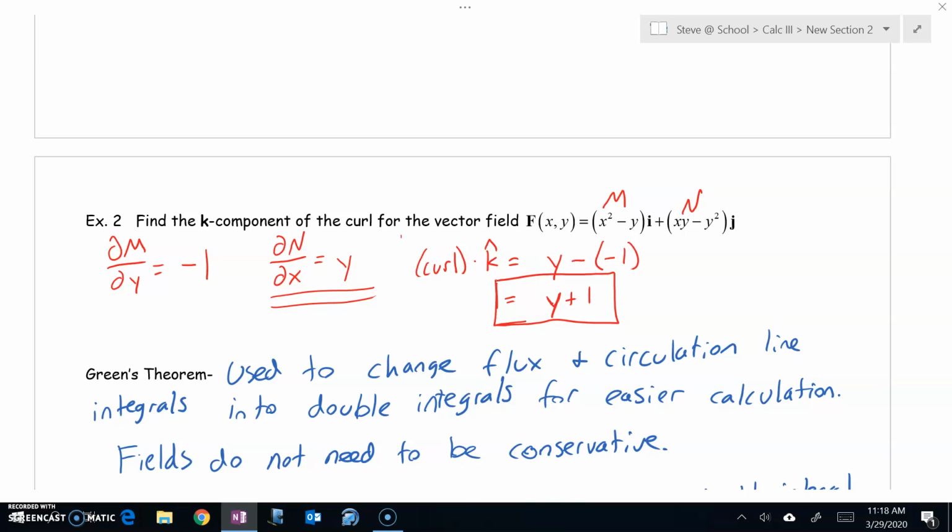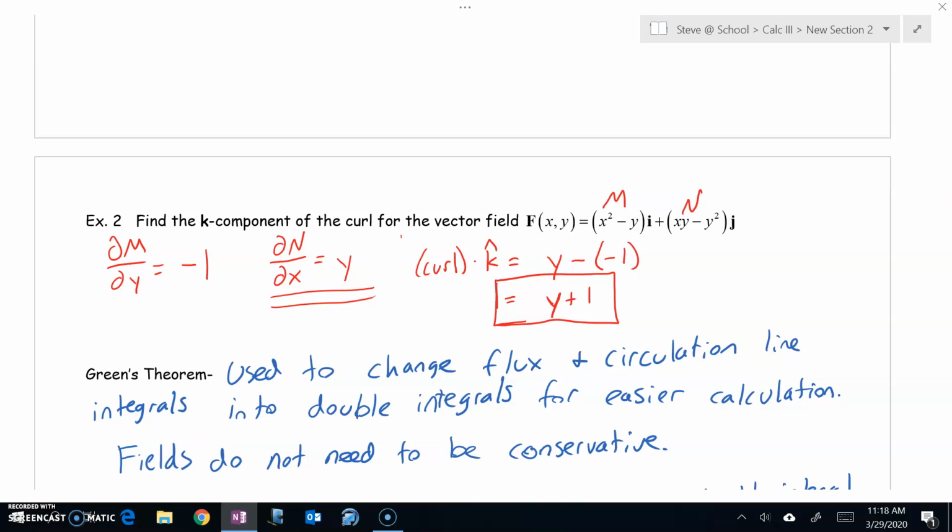And so finally, if you want to write this down today, you can. So what Green's theorem will let us do? It'll let us change our flux and circulation line integrals into double integrals for easier calculation. Fields do not need to be conservative. I don't know if you guys remember that we tested for conservative fields and we were able to find potential functions with that. That's very useful when fields are conservative. This is useful for any type of flux or circulation line integrals.